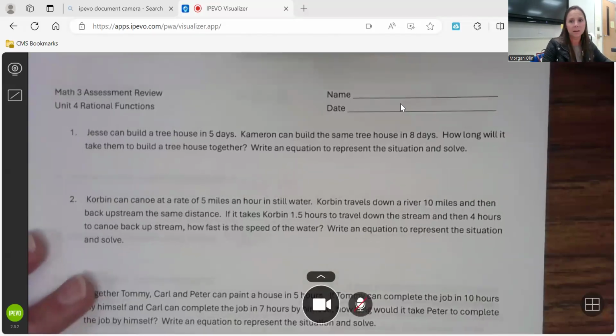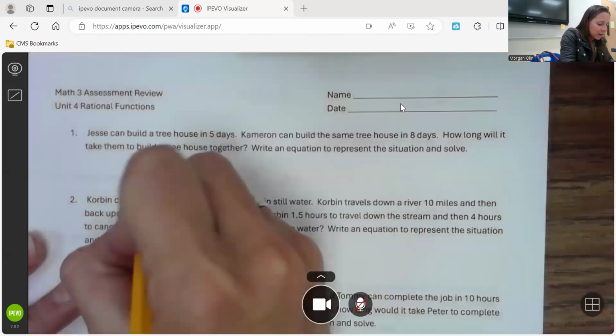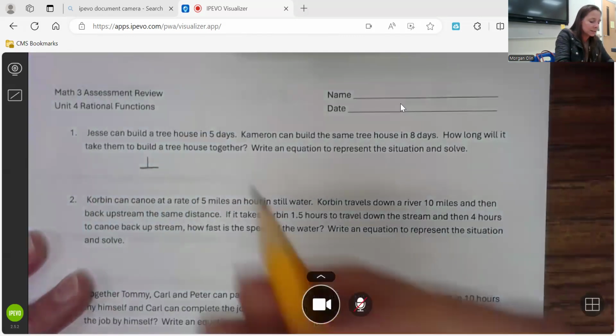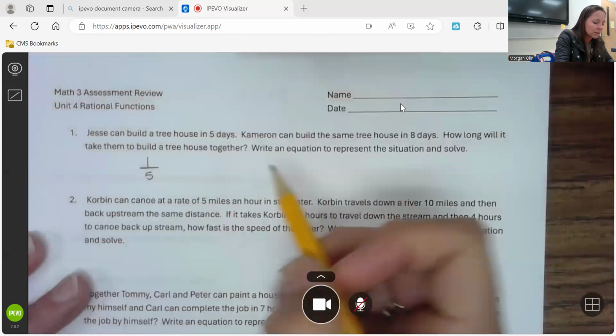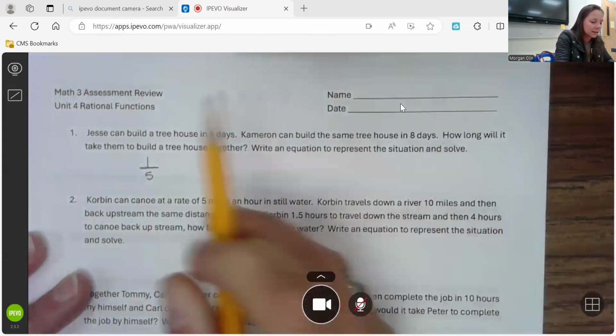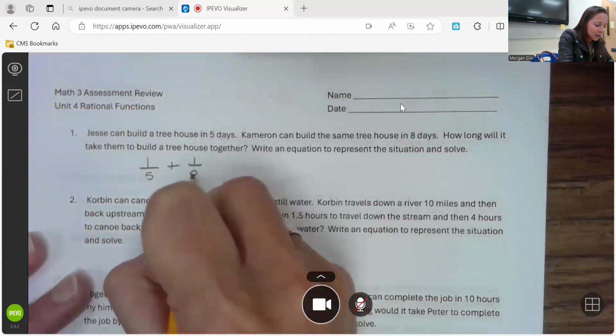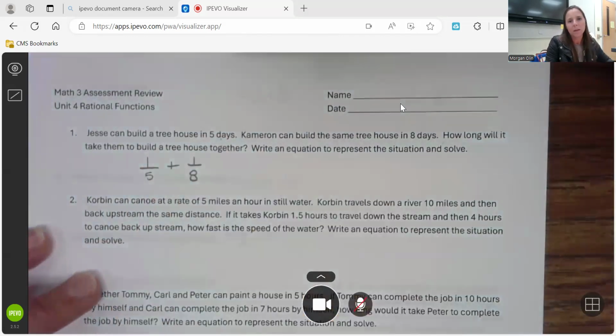How we have done it is you take 1 and put it over what they do individually. So Jesse is 5 days. And make sure this is in the same units, so days and days. Cameron is in 8 days, so that's by himself. So plus 1 over 8. And if you had a third person, we would do the same thing, 1 over what they do individually, but it stops at 2.